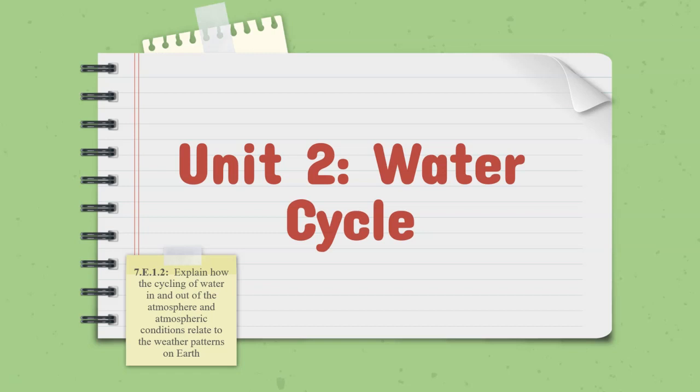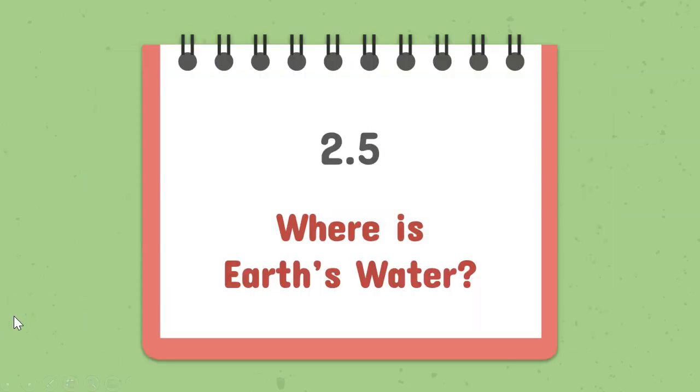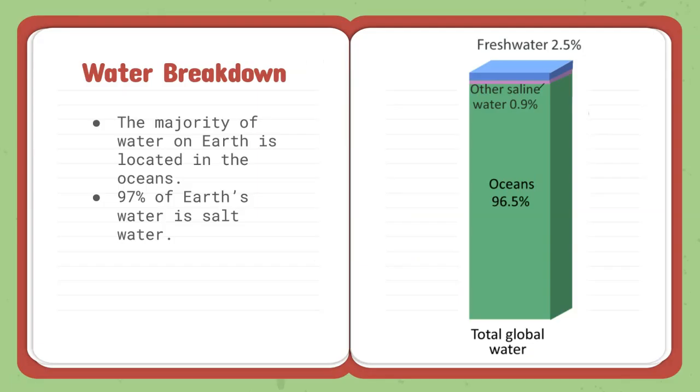Today what we're going to be doing is talking about the water cycle, specifically standard 7.E.1.2, which states: explain how the cycling of water in and out of the atmosphere and atmospheric conditions relate to the weather patterns on Earth. So let's get started, and the lesson title is 2.5, Where is Earth's Water?